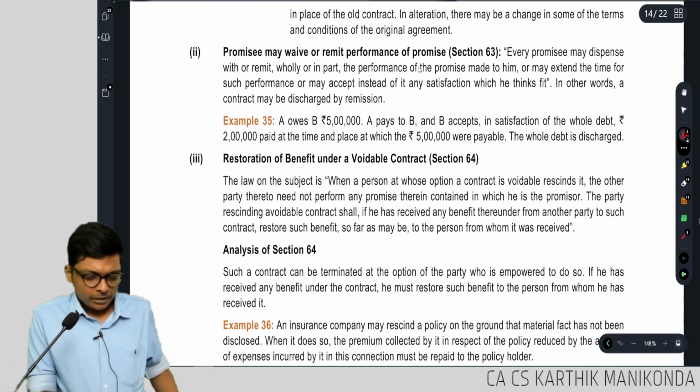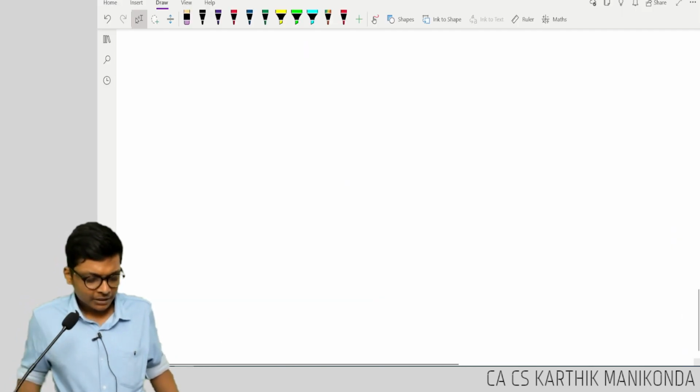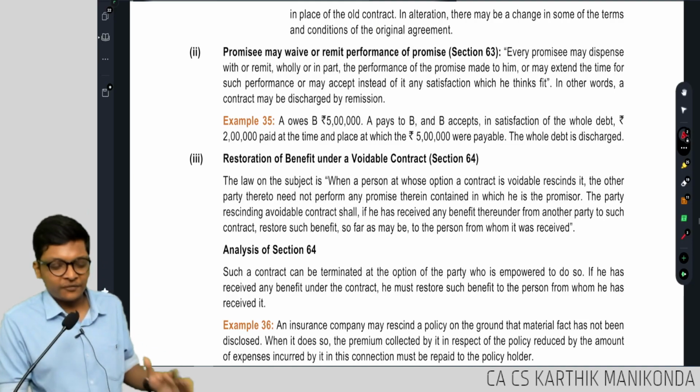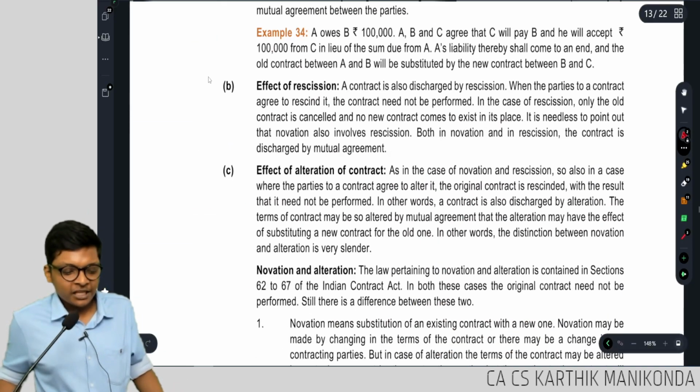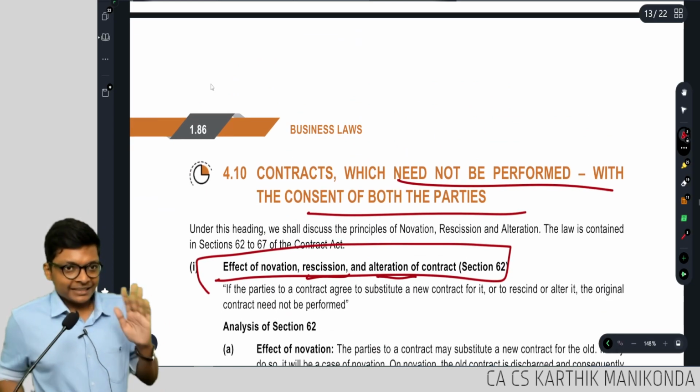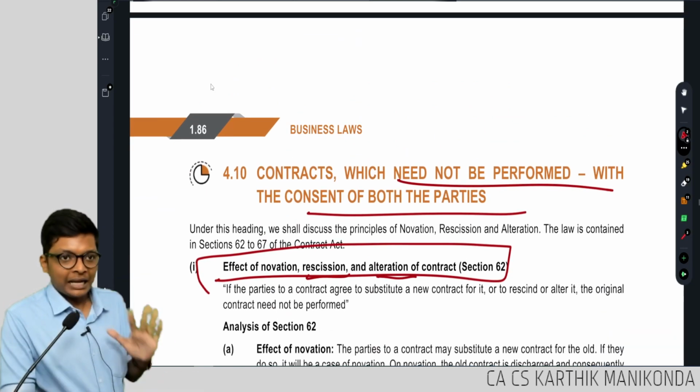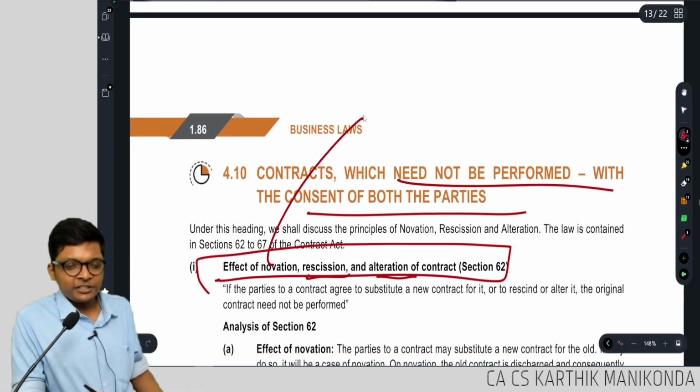Fine. Here also, most of the points are repetitive. Let me finish. Promisee may waive or remit. What is the heading for this topic? In the contract perform panna venam. I need not perform. Appo yes sir, novation perform panna venama.